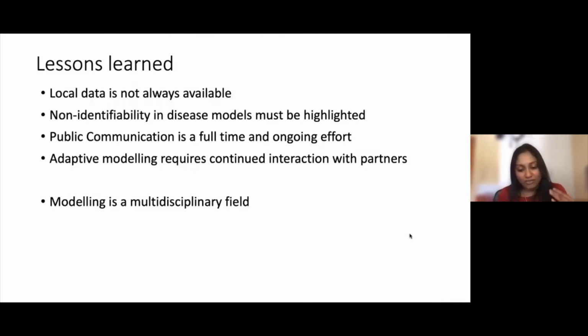And lastly, if we wish our models to be relevant, then we need to be adapting them continuously and in conjunction with the partners who are using them, because this allows us to have a multidisciplinary modeling process and allows us to stay relevant.